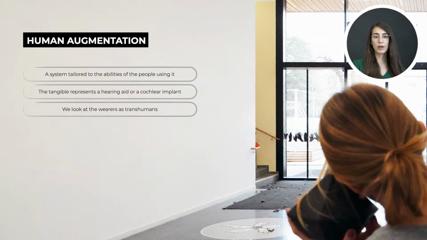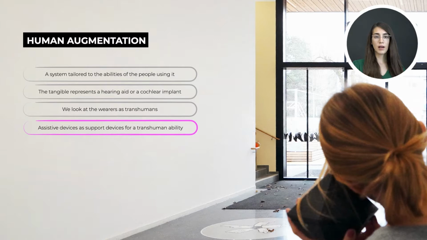Strictly speaking, a cochlear implant is not only a neural prosthesis that allows the substitution of a sensory organ, but it can also pick up ultrasonic sounds and electromagnetic signals. We see both research and design opportunities arising when it comes to designing for this subgroup and seeing assistive devices as support devices for a transhuman ability.